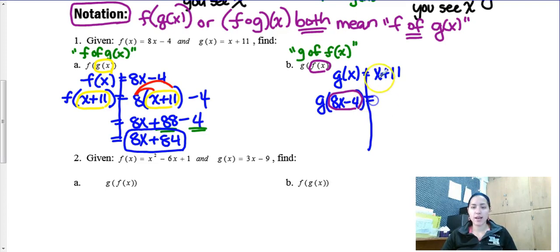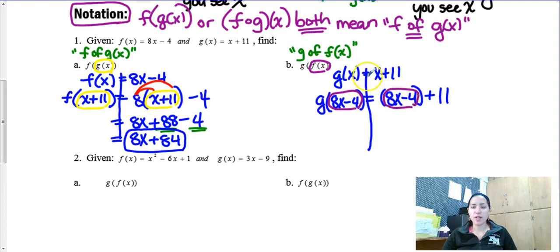So wherever I see x, I am plugging in 8x minus 4. That plus 11 is still there, so I bring it down. Just keeping this all color-coded. So writing that first function really helps me make sure I don't forget anything.